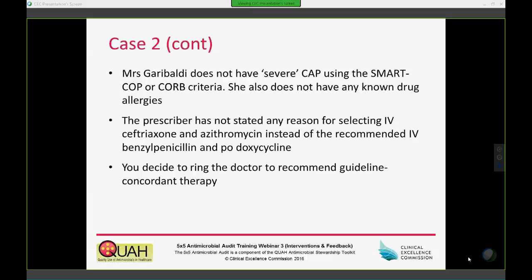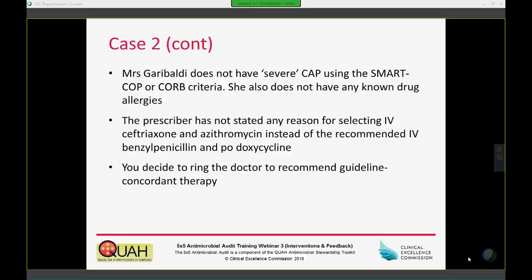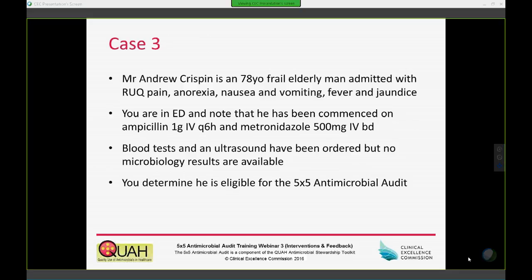Okay, so for case 3, this is Mr. Andrew Crispin, a 78-year-old frail elderly man admitted with right upper quadrant pain, anorexia, nausea and vomiting, fever and jaundice. You're in the emergency department, and you notice that he's been commenced on ampicillin 1 gram IV every 6 hours and metronidazole 500 milligrams IV twice a day. A blood test and an ultrasound have been ordered, but no microbiology tests are available, and you determine that he's eligible for the 5x5.